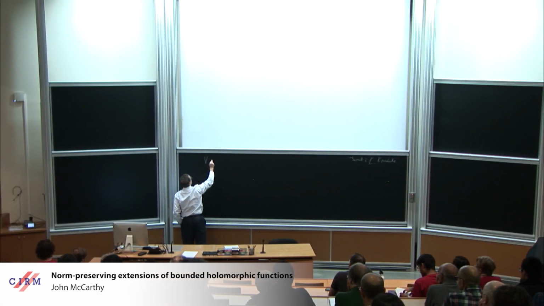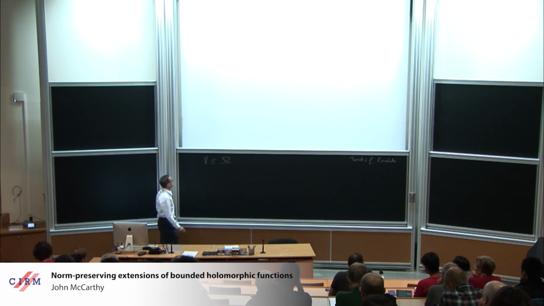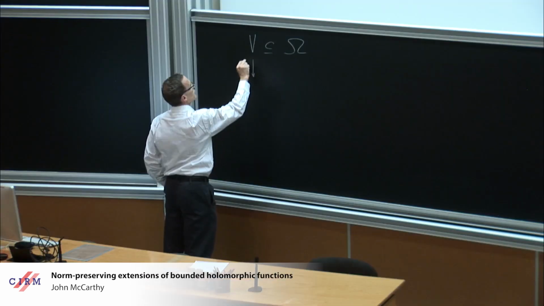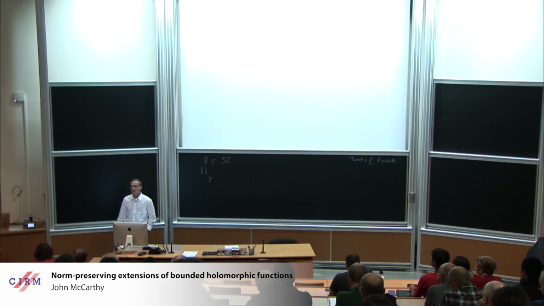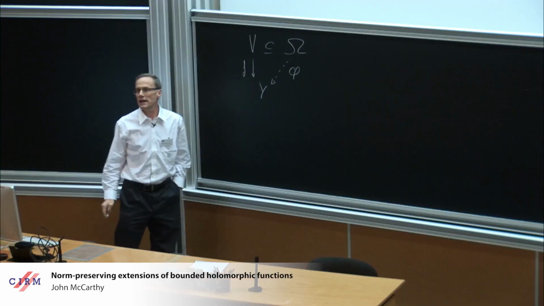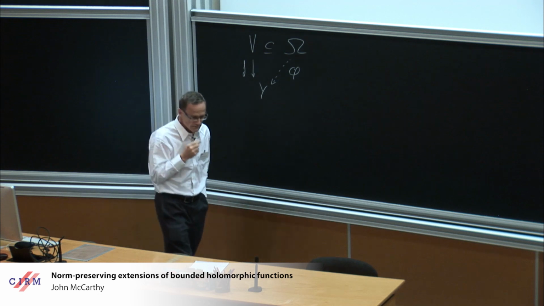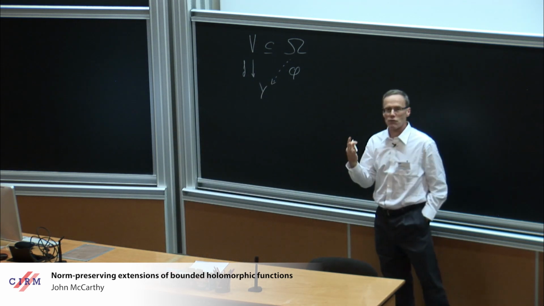So in both setups, I have some set V sitting inside some larger set omega. And I'm given a function f on V into some codomain y. And then you want to find some function phi from omega to y that has the same values as f and is in some appropriate class.